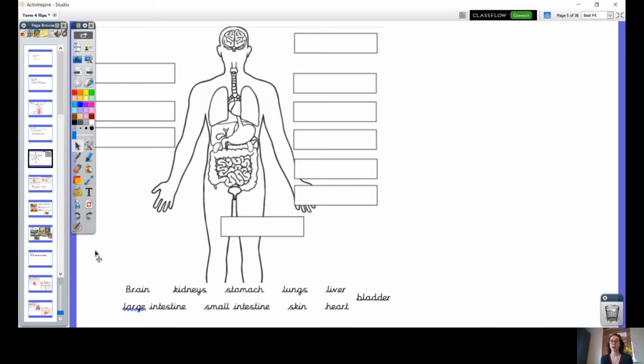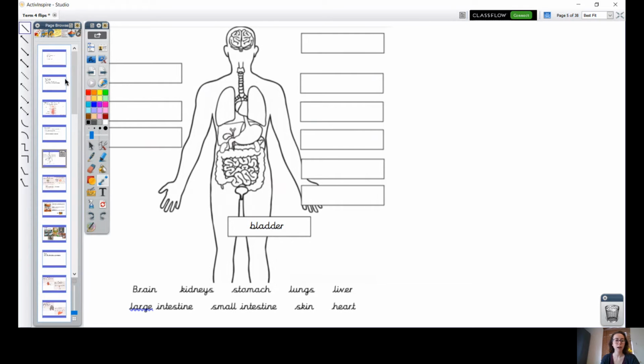If you have the printout of this worksheet, I would like you now to fill in where these organs go in the body. You will need to use your ruler to draw a line to match where the label goes to where it is in the body. So for example, the bladder, I know the bladder's near the bottom of the body, so I'm going to write bladder in a box that's nearer down the end. And I would then draw a line with my ruler, hoping this is going to work, from the label.